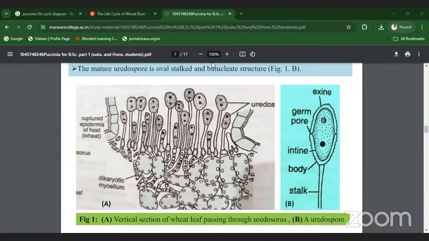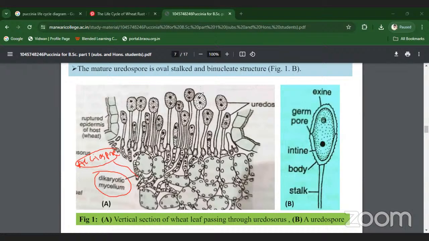First of all, let's take here. This is dikaryotic mycelium, which is developed by aeciospore. Actually, the aeciospore develops on barberry, and after detaching from the barberry, this aeciospore infects the wheat and generates a germ tube and forms the dikaryotic mycelium. This dikaryotic mycelium forms specialized branches just below the upper epidermis, and there the urediospores are formed.